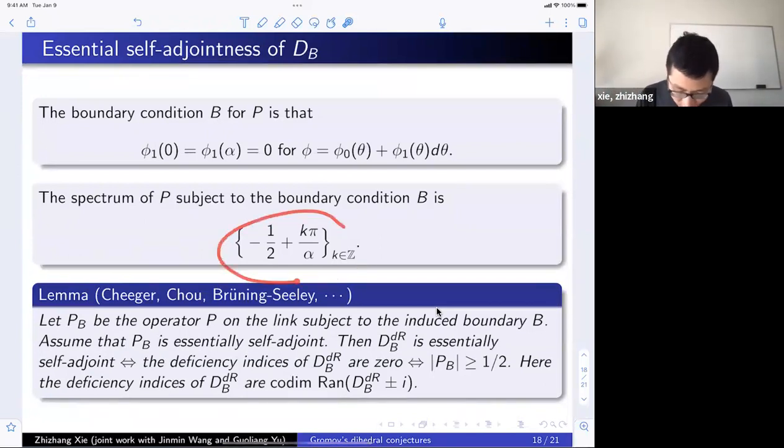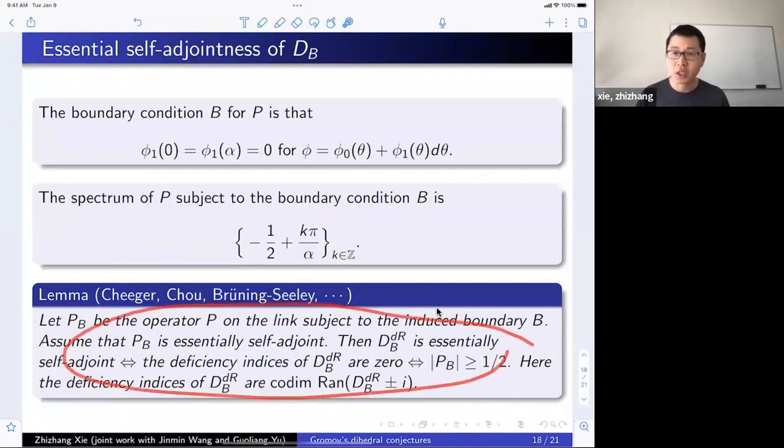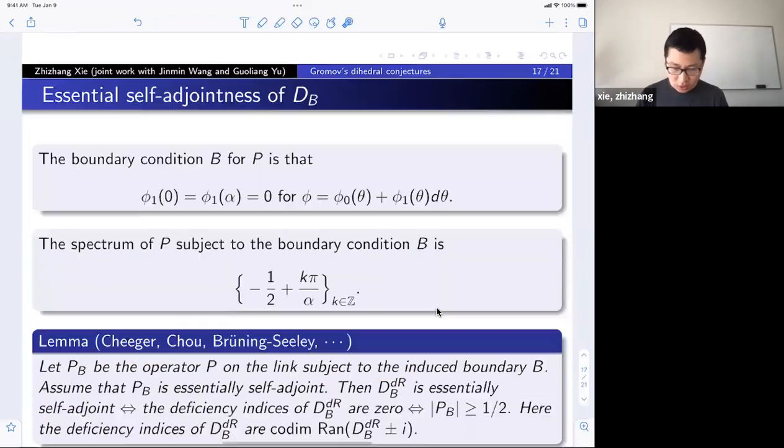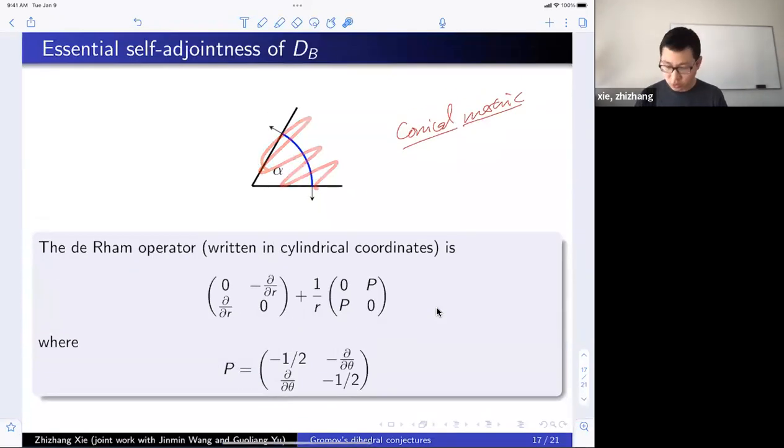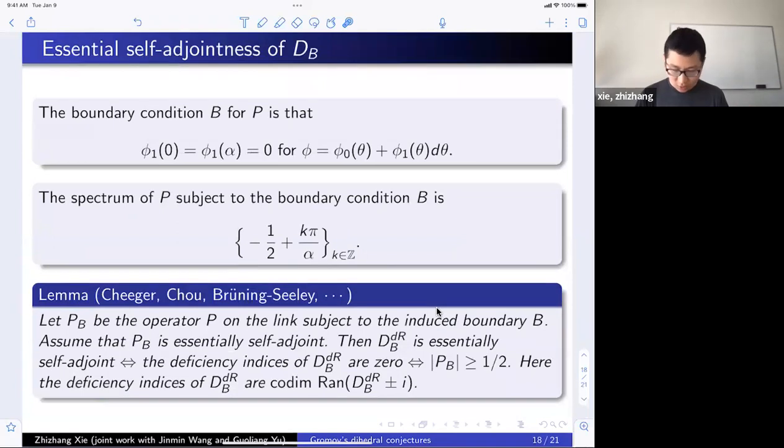And now you see that the angle comes in. Now here's a result in conic metric analysis: for any type of this operator, if the operator on the link is essentially self-adjoint, then you want to see whether the operator on the whole thing is essentially self-adjoint or not. Of course, by von Neumann's theorem, we know it really just depends on whether the deficiency indices of this operator are 0 or not.